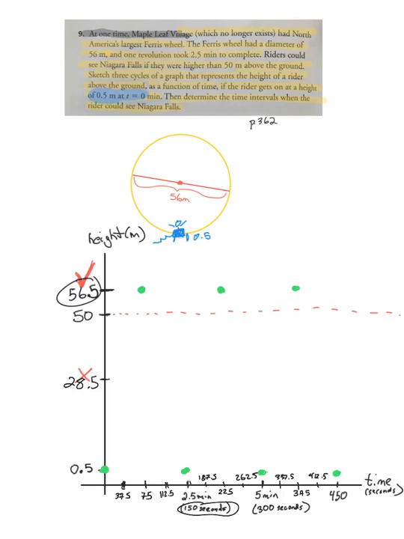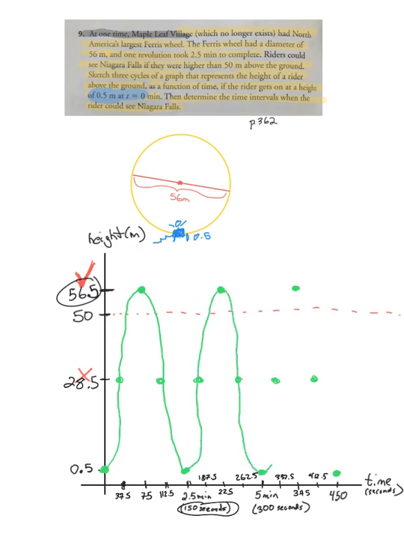All right, so we got right here, there, there, and there. Okay, we're going to draw this, make sure it's curvy like a sinusoidal. I'm not doing a very good job of this, but I'm trying. There we go. So there's 3 full cycles. All right, so they can see Niagara Falls here, here, and here.